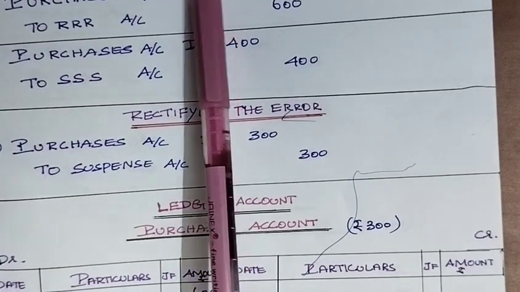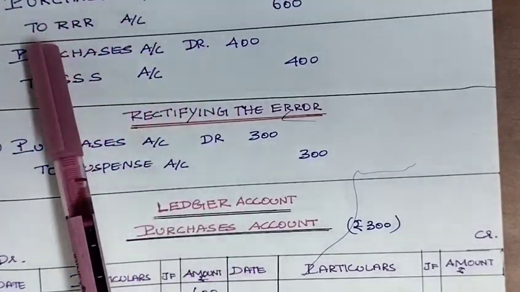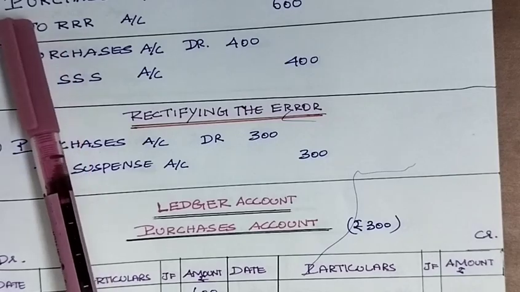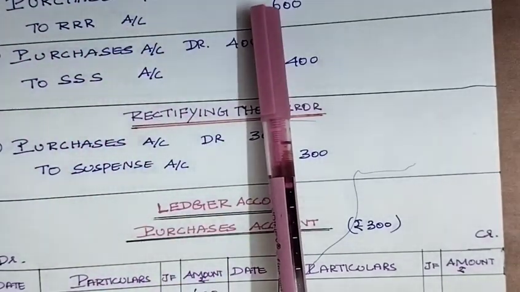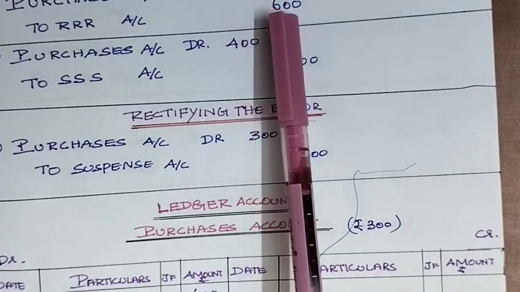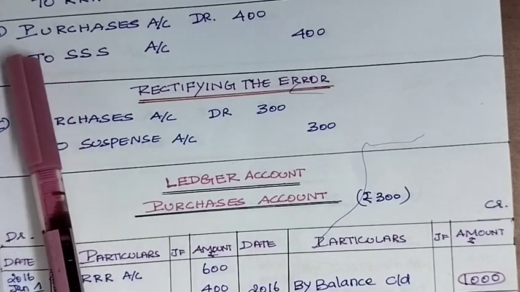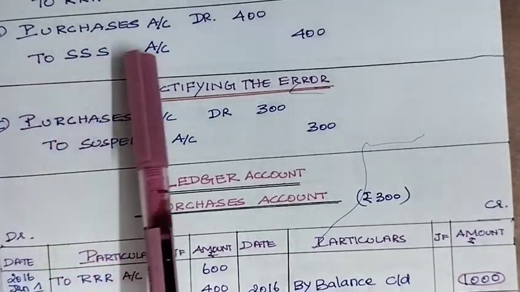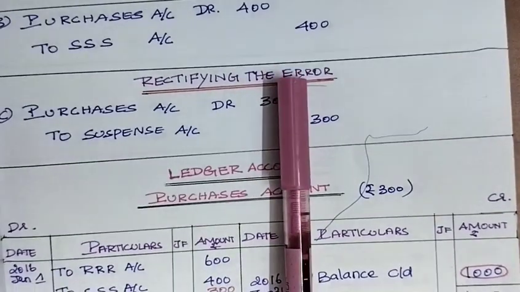Say, for example, when you purchased goods from RRR, rupees 600. And another transaction is when you bought goods from SSS on credit, rupees 400. Okay, what is the journal entry?